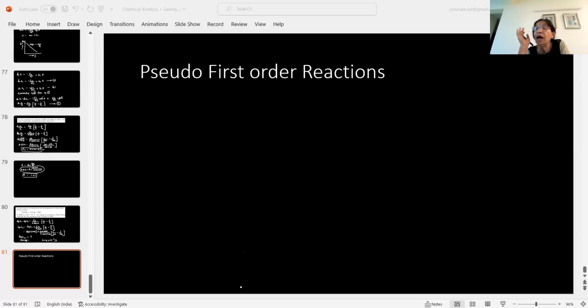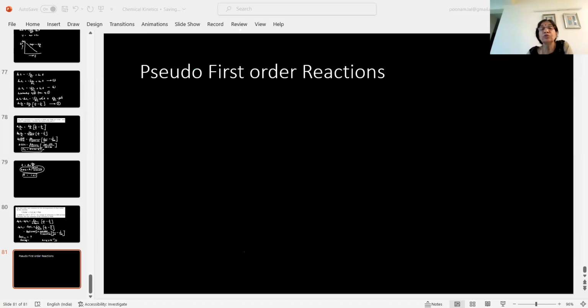So this is the last part of this chapter. Do you want me to explain anything again? This is the last part of the chapter: pseudo unimolecular, pseudo first order reactions. In the last class, Sanjay, were you there when I was talking about the molecularity of a reaction? Okay. So this is the last part of this chapter.